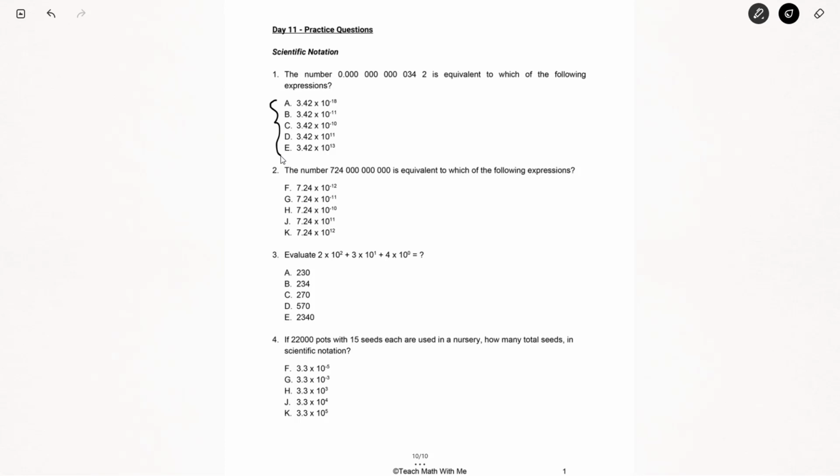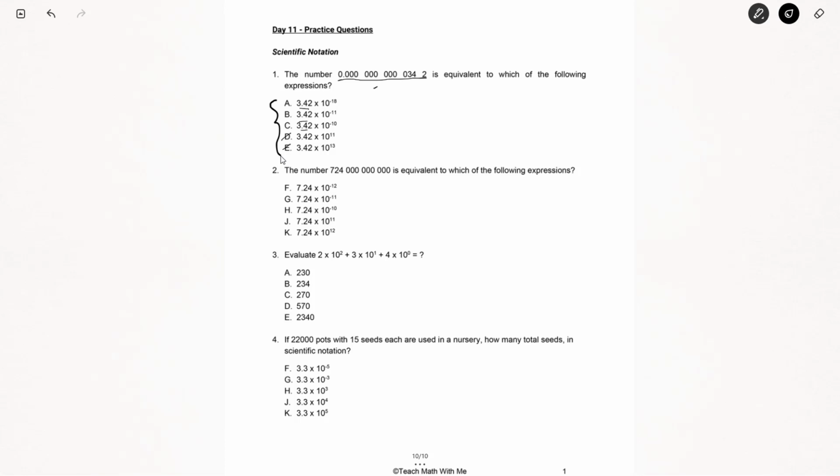So the first thing I'm going to notice when I'm looking at this is that because this number is a decimal, I know something about my exponent. It's a small number. A decimal is a small number less than 1. So my exponent is going to be negative. So when I look at that, I can already eliminate choices D and E because both of those have positive exponents.